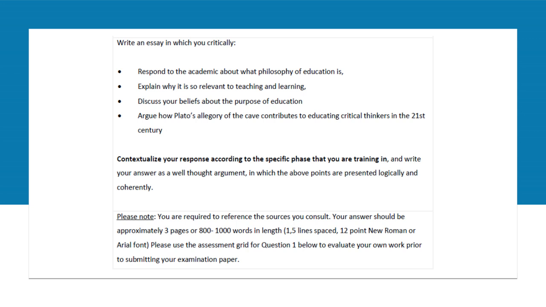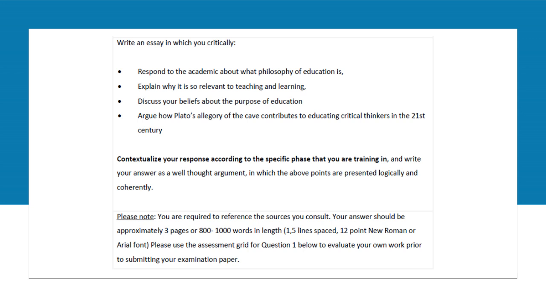And then the last bullet says, argue how Plato's allegory of the cave contributes to educational critical thinkers in the 21st century. So contextualize your response according to the specific phase that you are training in. Because remember, this is created not just for PGCE students, the other students have also used it. But what they're saying here is you have to be specific. You have to use either senior phase or you've got to use FET. Chris, go ahead.